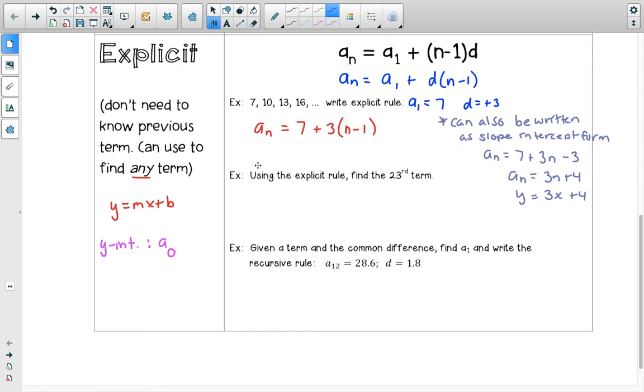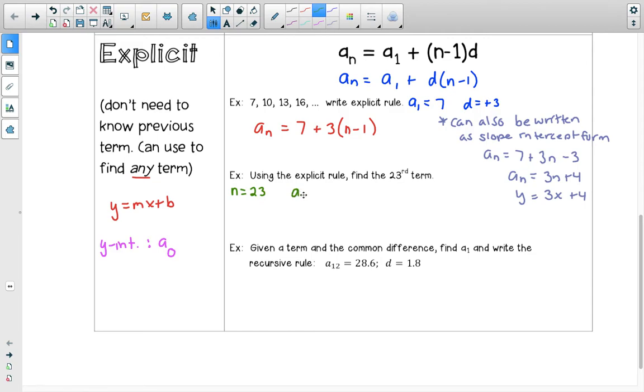So using this explicit rule, we're going to find the 23rd term. We do not have to actually find the first, second, third, fourth, fifth, sixth, seventh. We don't have to keep counting. We can actually say that our term is 23. So n would equal 23, because that's our term that we want. We want a sub 23.